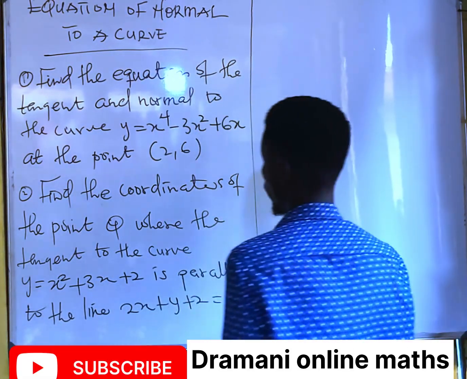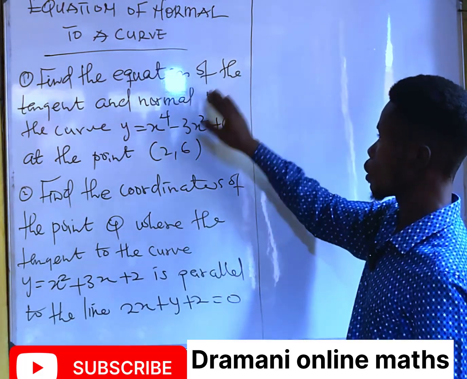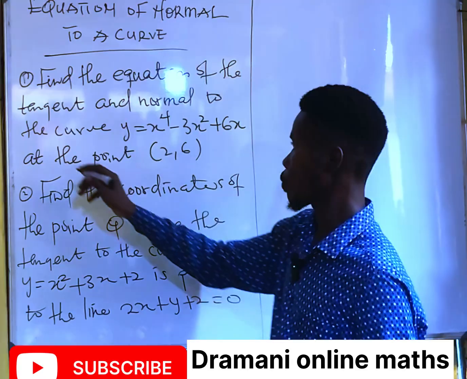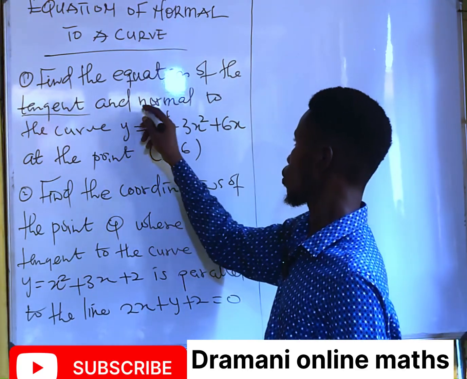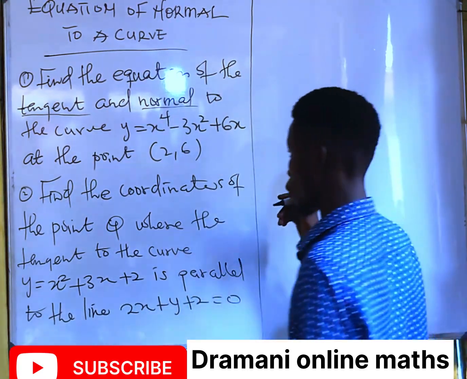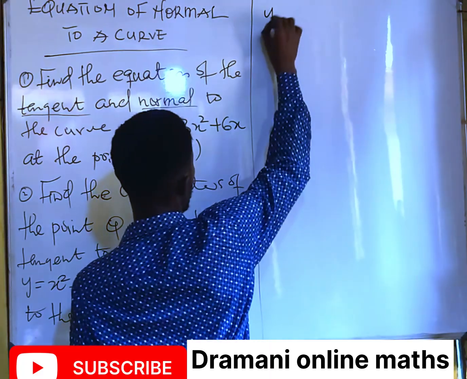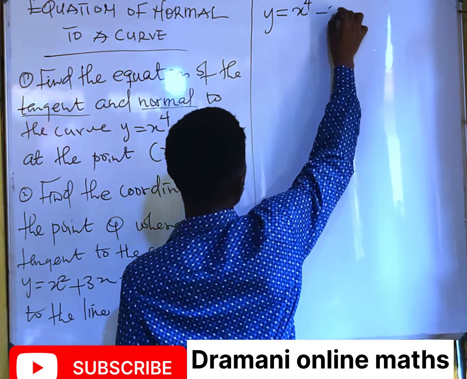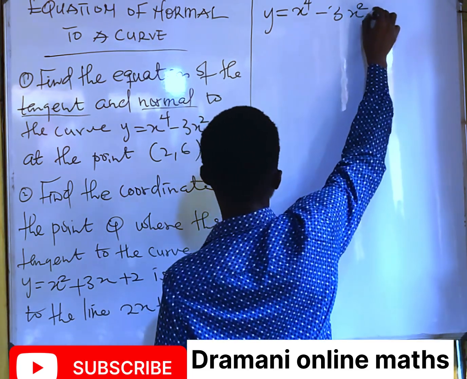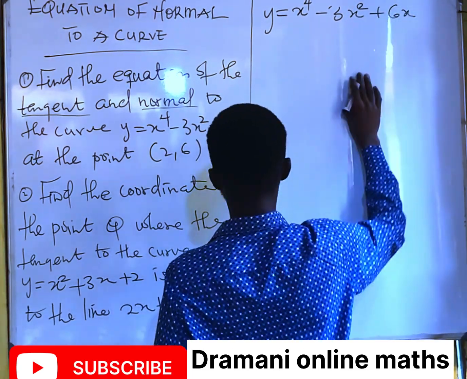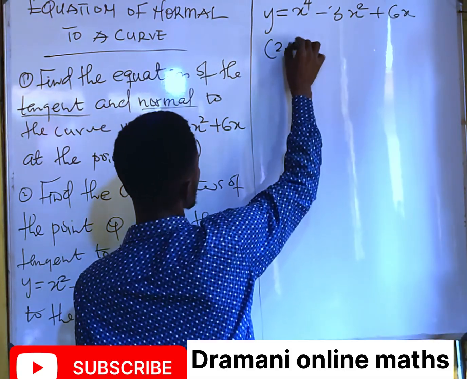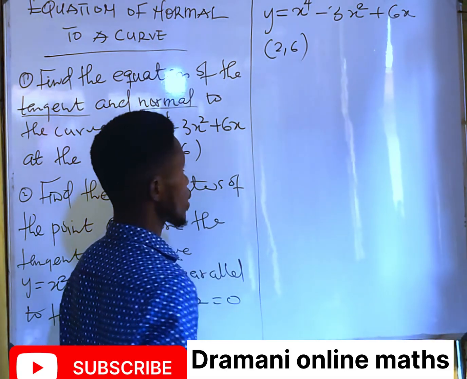So let's start with the first question. Find the equation of the tangent and normal to the curve. So here you have to find the tangent, and you also have to find the normal. First let's write the curve. The curve is y equals x to the power 4 minus 3x squared plus 6x, and the point given is (2, 6).